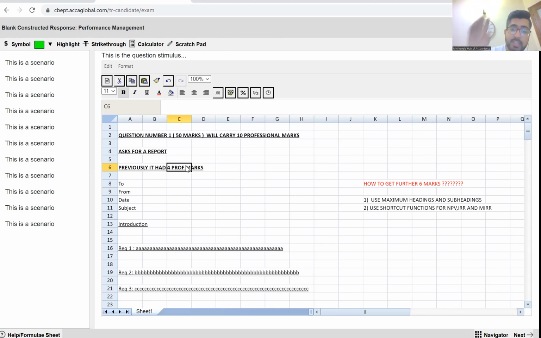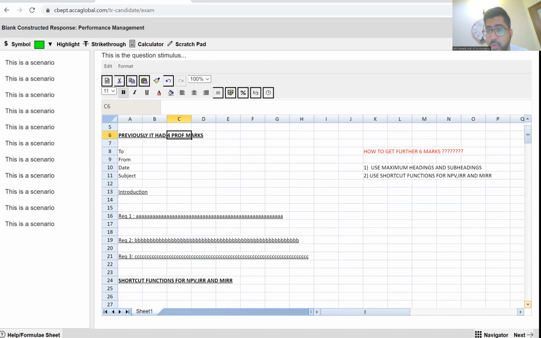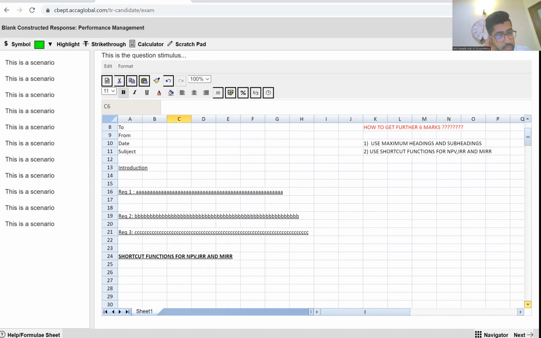Now this question number 1, 50 marks, will again ask for the report, but it will carry 10 professional marks. So you know how to get 4 professional marks via this format. How to get the extra 6 marks? The examiner has 2 instructions for you. Use maximum headings and subheadings. No need to teach that; I will put maximum headings and subheadings. I have taught you how to get headings: every requirement must have headings. You can add further subheadings to gain more professional marks. And use shortcut functions for NPV, IRR, or MIRR. Without using shortcut functions, you will gain marks, but lose professional marks. So please pay attention to this.